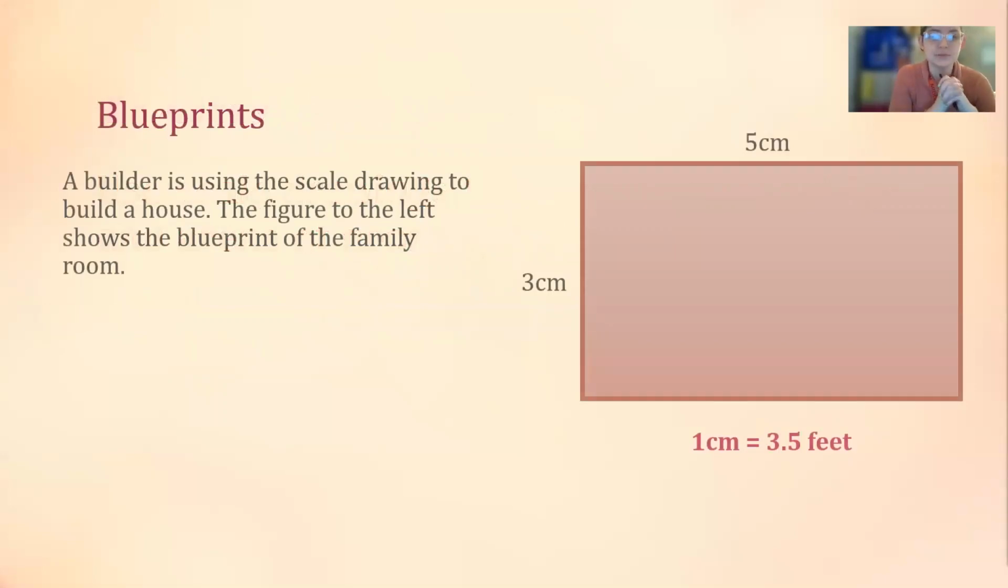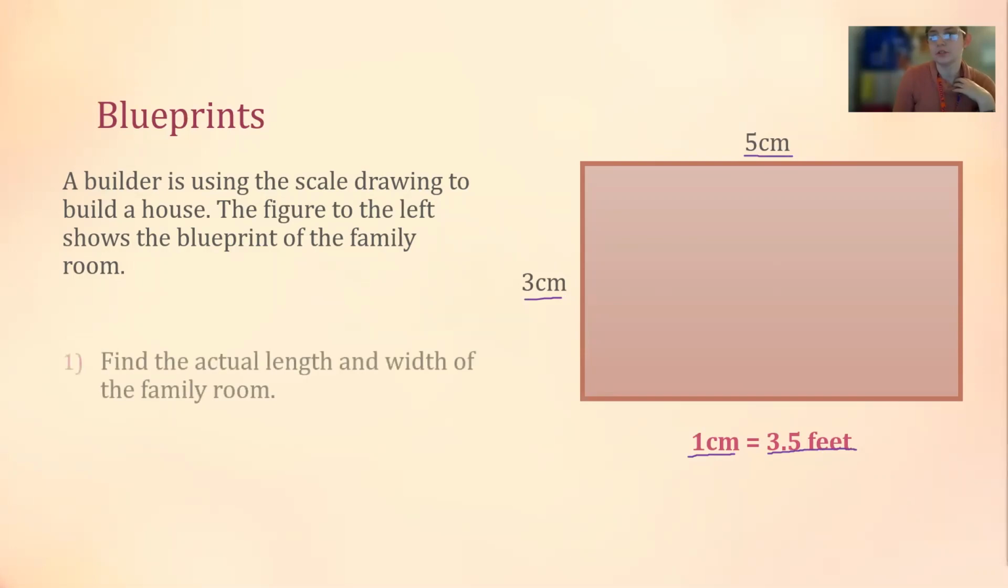So a blueprint. A builder is using a scale drawing to build a house. The figure to the left shows the blueprint of the family room. So we can see this rectangle here represents the family room, and that it has dimensions of 3 centimeters by 5 centimeters, and that our scale is 1 centimeter in the picture represents 3.5 feet in real life. So our first question is, find the actual length and width of the family room.